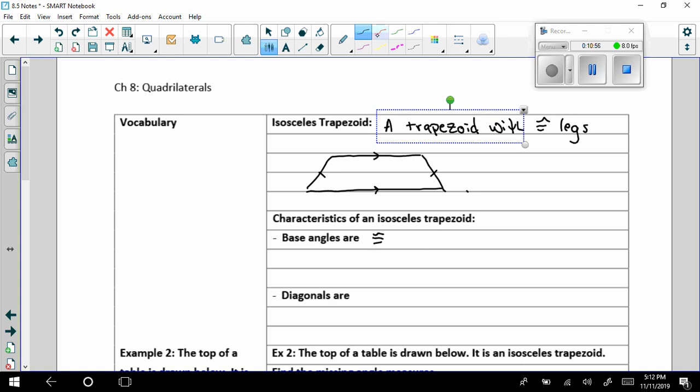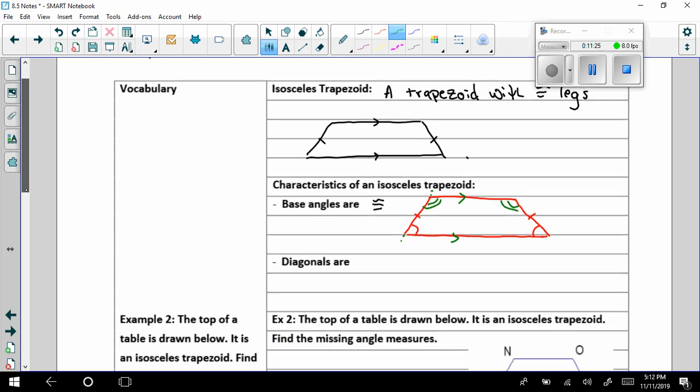So that's why I was specifying earlier when we're talking about the bases. When I say base angles, I'm saying this angle here and this angle here are congruent. And then this angle and this angle would be congruent. So again, thinking about parallel lines, if this was a transversal, these are definitely not congruent angles. Those are consecutive interior. The diagonals in an isosceles trapezoid are congruent.